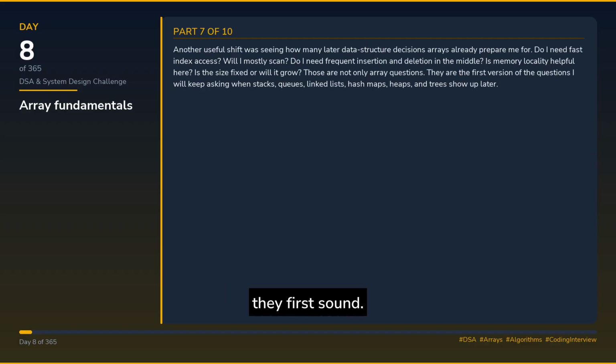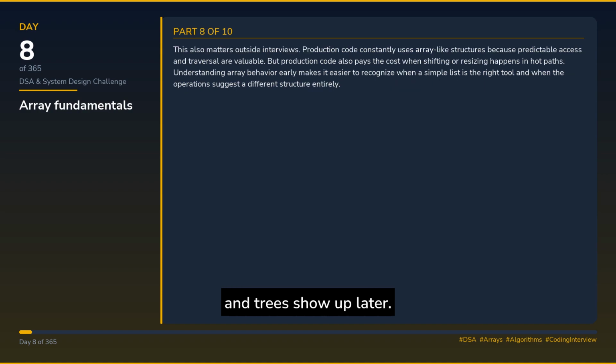Another useful shift was seeing how many later data structure decisions arrays already prepare me for. Do I need fast index access? Will I mostly scan? Do I need frequent insertion and deletion in the middle? Is memory locality helpful here? Is the size fixed or will it grow? Those are not only array questions. They are the first version of the questions I will keep asking when stacks, queues, linked lists, hash maps, heaps, and trees show up later.